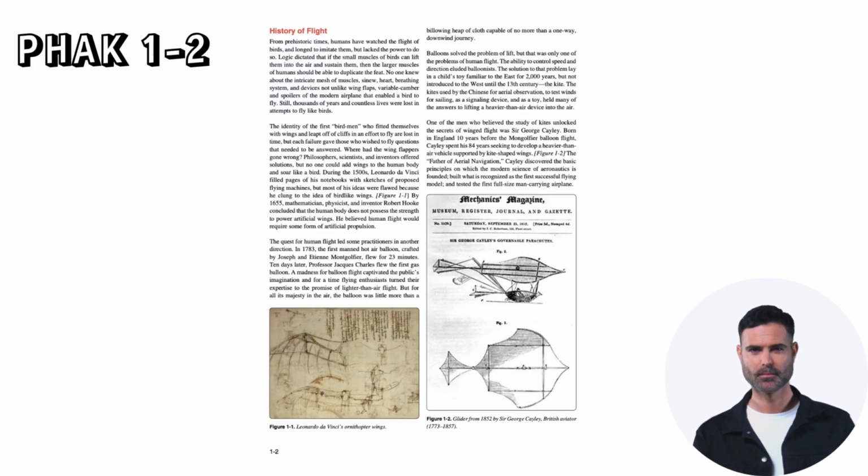History of flight. From prehistoric times, humans have watched the flight of birds and longed to imitate them, but lacked the power to do so. Logic dictated that if the small muscles of birds can lift them into the air and sustain them, then the larger muscles of humans should be able to duplicate the feat. No one knew about the intricate mesh of muscles, sinew, heart, breathing system, and devices not unlike wing flaps, variable camber, and spoilers of the modern airplane that enabled a bird to fly.